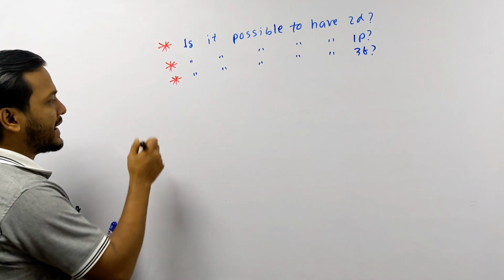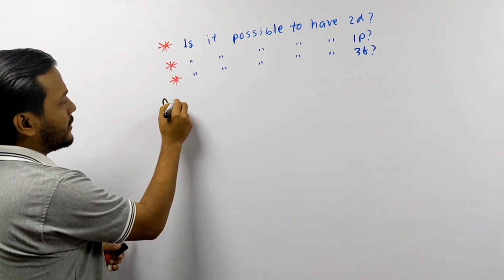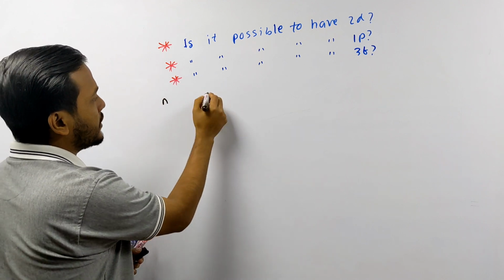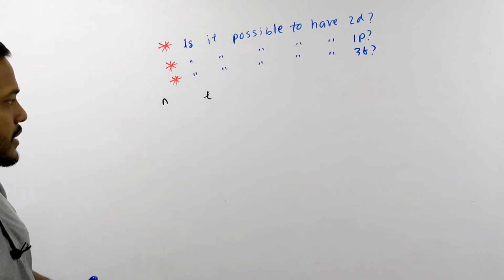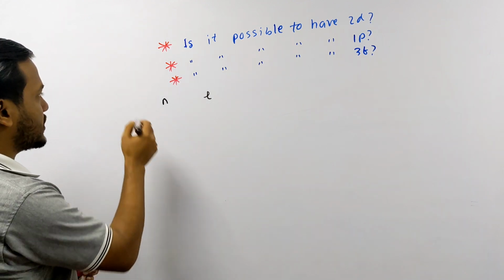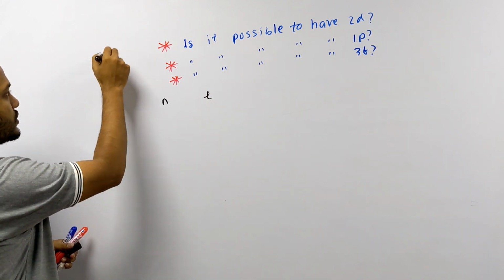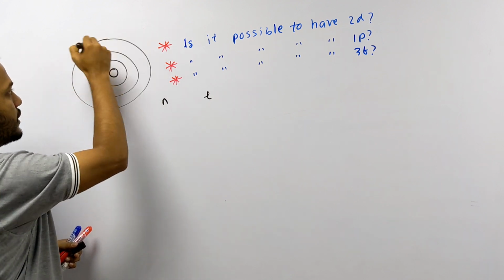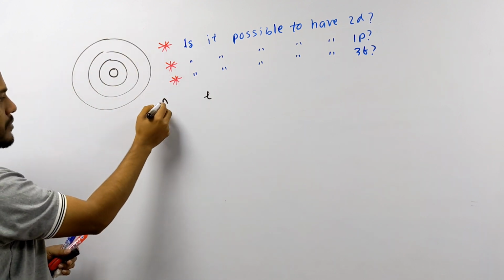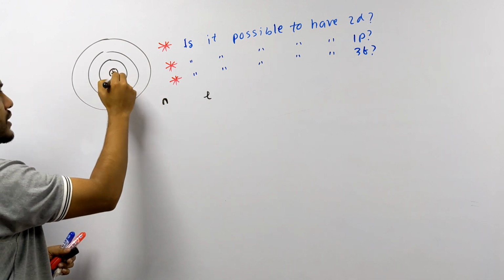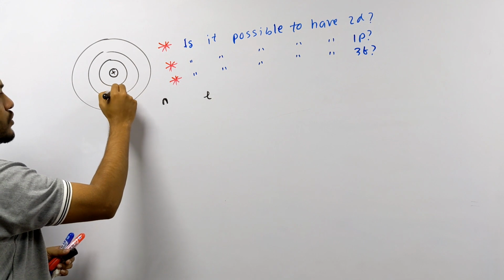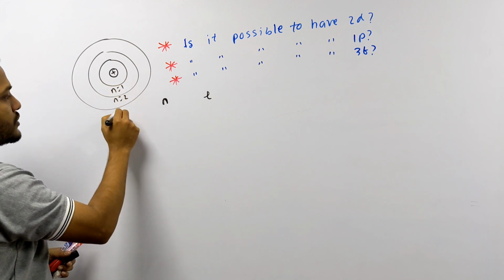First of all, you should know n. If we can understand n, then we can calculate the value of L. What is n? n means the principal quantum number. So the principal quantum number means n is equal to 1, 2, 3, 4. They are generally the principal quantum numbers or main energy shells. So if this is the nucleus, then this is n equal to 1, n equal to 2, n equal to 3.